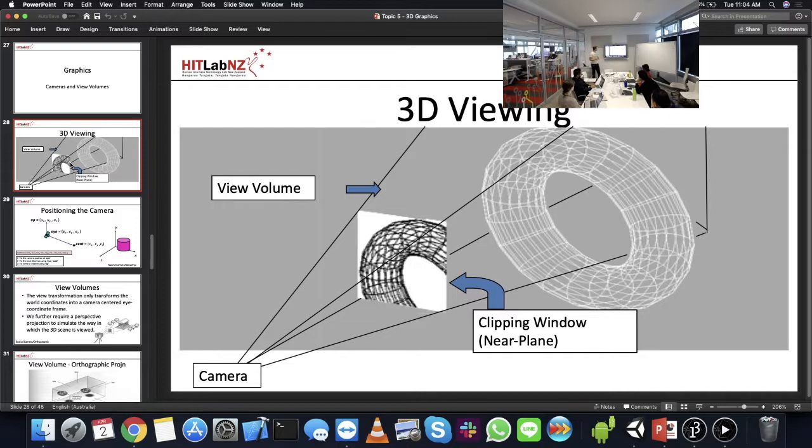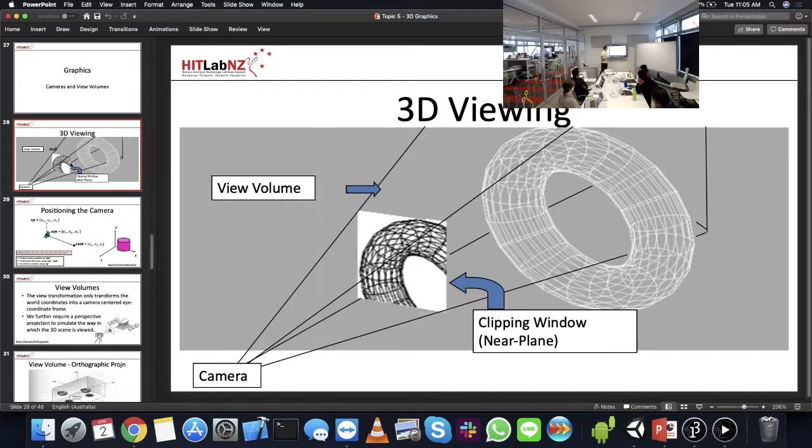But we can also change the view volume to give different effects. If I wanted to make the effect of looking through a telescope, for example, I might want my view volume to be much smaller, because I'm actually only looking at a much smaller area of space through the lenses of a telescope. Then finally we have clipping windows, and clipping windows are effectively the top and the bottom of the view frustum.